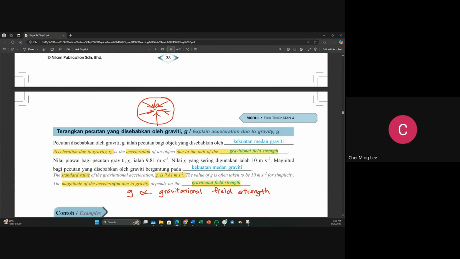The magnitude of the acceleration due to gravity depends on the gravitational field strength. So in short, the stronger the gravitational field strength, the higher the g. Let's say when you are going further and further away from the surface of Earth, does your g increase or decrease? Decrease, because the effect of field strength is lower now. It's like a magnet, when you're going further and further away, the attraction will be lesser and lesser. This is why on the moon, I think, I forget, it's 1/6 or 1/3 of the gravity value only. Okay, all right, just jot this down.